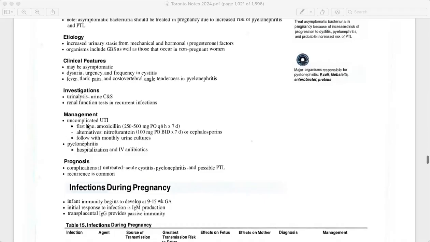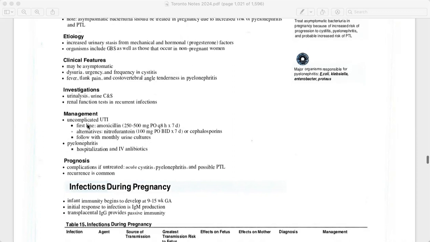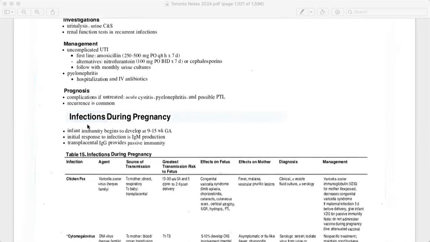Uncomplicated, you are going to give the amoxicillin. Amoxicillin is safe. And alternative is nitrofurantoin. The pyelonephritis, you are going to hospitalize and give IV antibiotics. Complications, if untreated, acute cystitis, pyelonephritis, and possible PTL. As I said, PTL is a very, very common complication of any kind of infection.